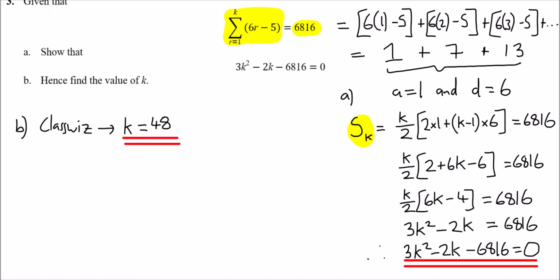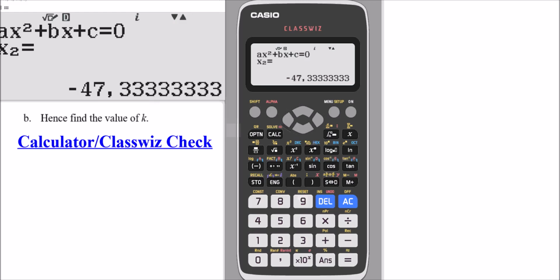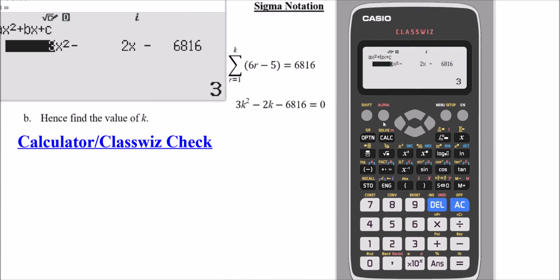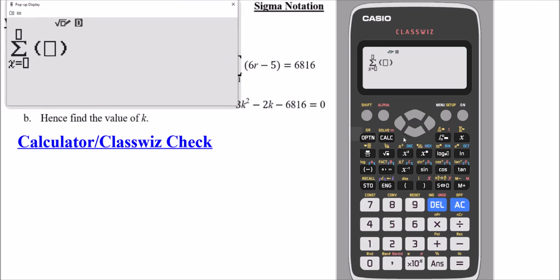So yet again, I'll show you how to check this on a Classwiz. So checking on the Classwiz that k being 48 will work, we just type in this sigma summation with 48 in place of k. So next up, all we need to do here is just type in Shift X, be back in normal mode, so Shift X. So I want this to be from 1 up to 48, 6r minus 5, we type in as 6x minus 5.